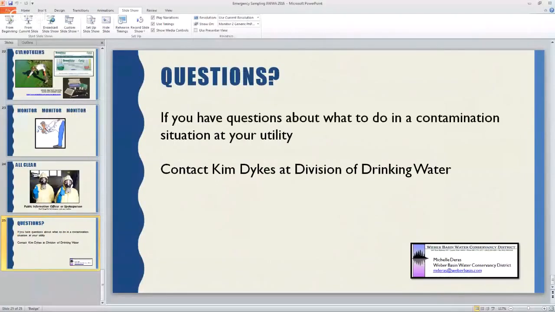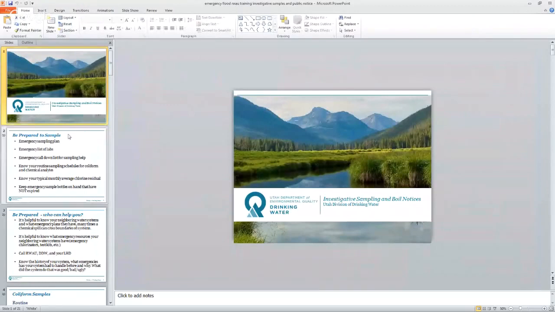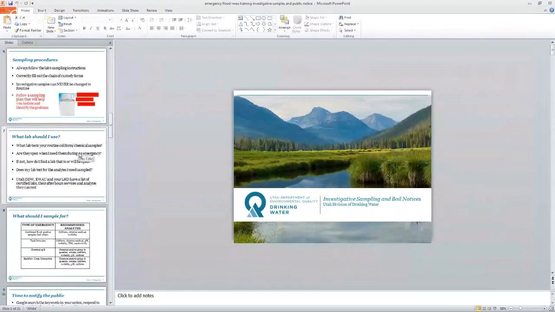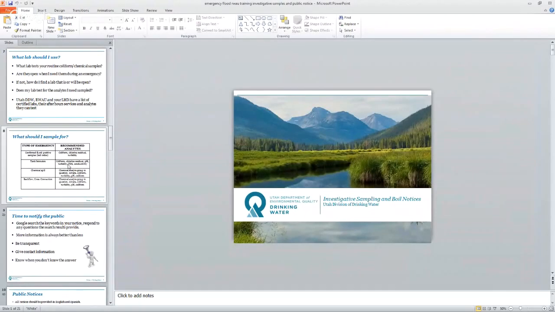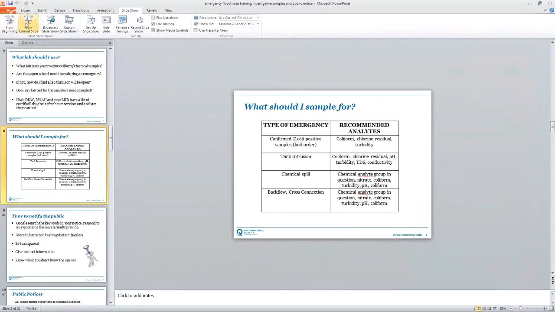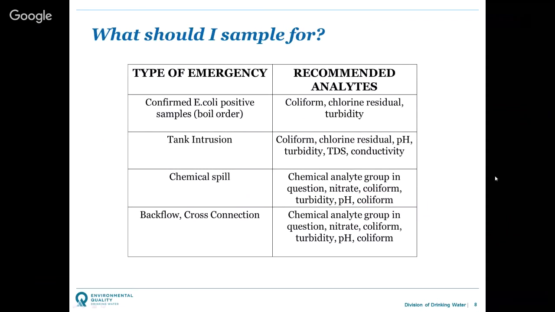So in addition, since we have just like 8 more minutes, I'm still going to use that time really quick. And I'm going to piggyback on what Michelle was talking about. We have at the division a little bit, some information on specifically what you can sample for. These are just some of our recommendations. This is not required or anything, but if you call us and you have confirmed E. coli positive samples, that means you have, at one point in time of the month, positive total coliform, and at the other point in time, you had positive E. coli. These are the recommended analytes that we'll ask you to sample for.